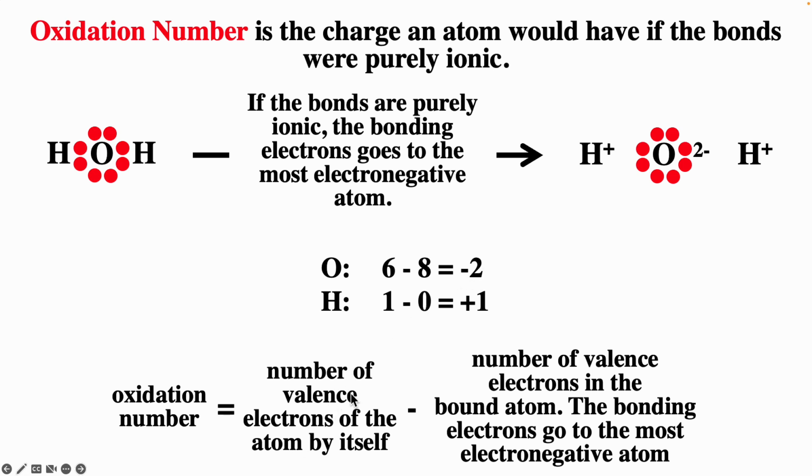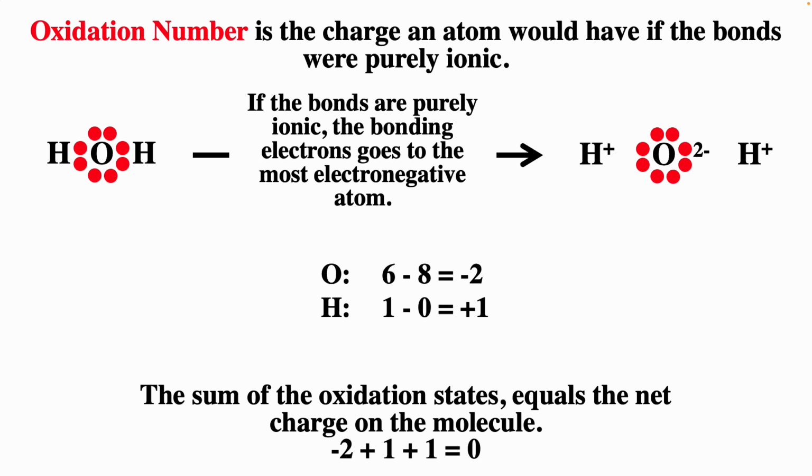Hydrogen has a single electron when it's an atom by itself. With the bonding electrons going to the oxygen, hydrogen now has 0. 1 minus 0 gives us 1. And so the oxidation state of oxygen in water is -2, and for each hydrogen in water, it's +1. The sum of the oxidation states equals the net charge. Water has no net charge, and so the sum of the oxidation states equals 0 in this case.